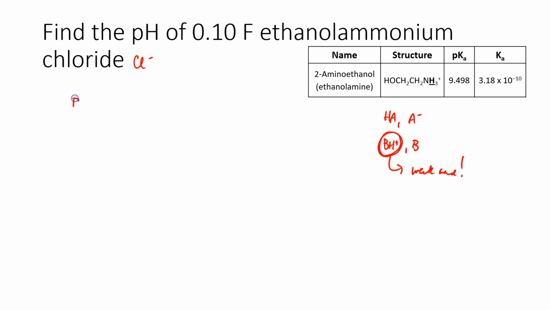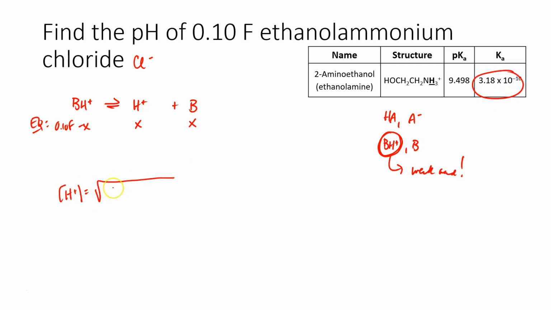So just to be clear, BH plus is going to be in equilibrium with H plus and B. At equilibrium, we would have 0.10 formal minus X, X for H plus, and X for B. But I'm going to go ahead and try quick and dirty. H plus equals the square root of Ka. Well, they gave it to us. That's 3.18 times 10 to the negative 10th.